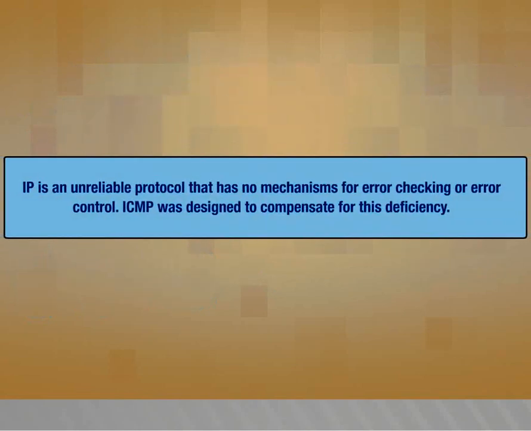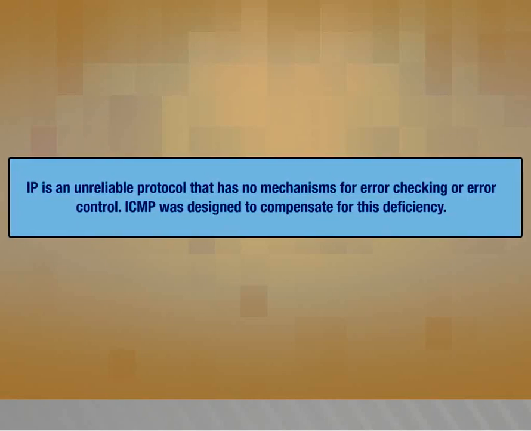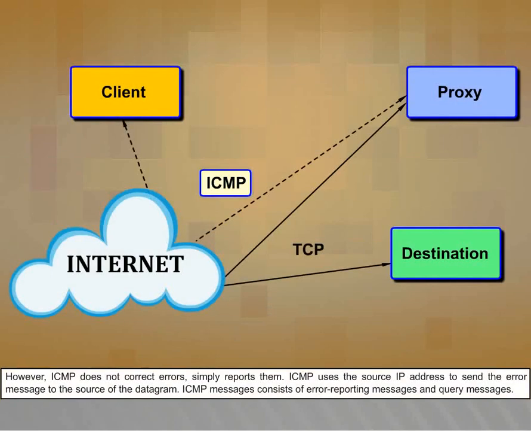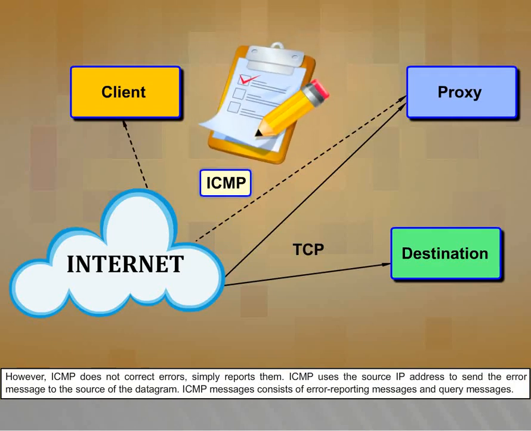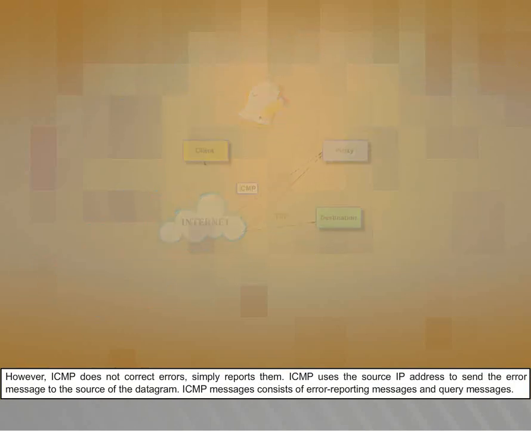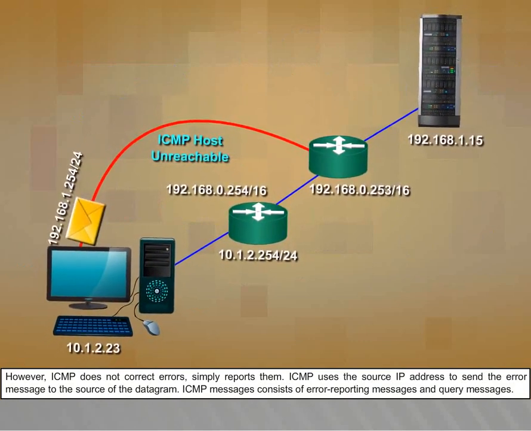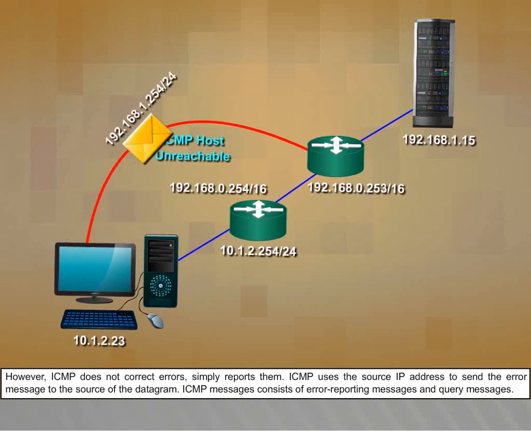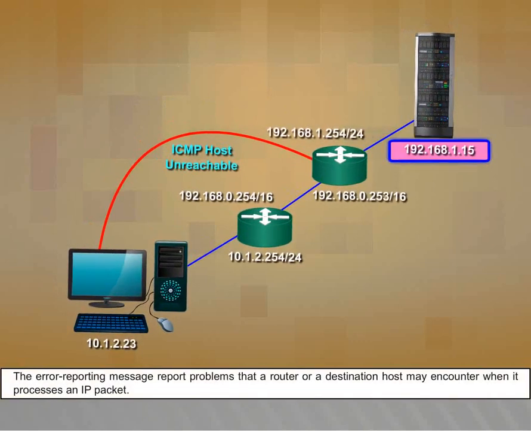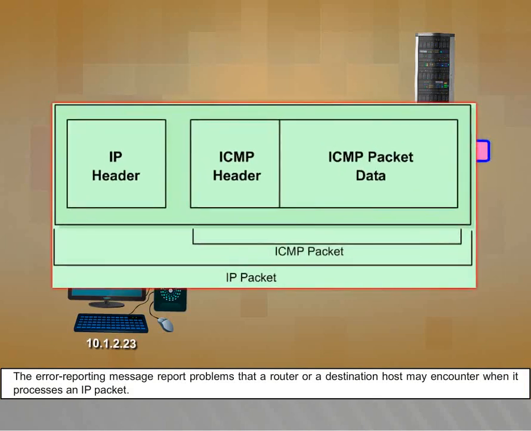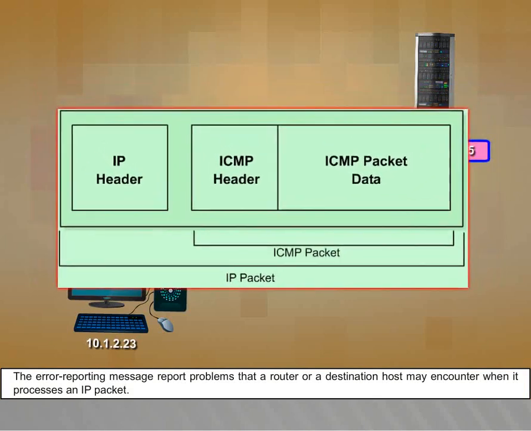IP is an unreliable protocol that has no mechanisms for error checking or error control. ICMP was designed to compensate for this deficiency. However, ICMP does not correct errors, simply reports them. ICMP uses the source IP address to send the error message to the source of the datagram. ICMP messages consist of error reporting messages and query messages. The error reporting messages report problems that a router or a destination host may encounter when it processes an IP packet.